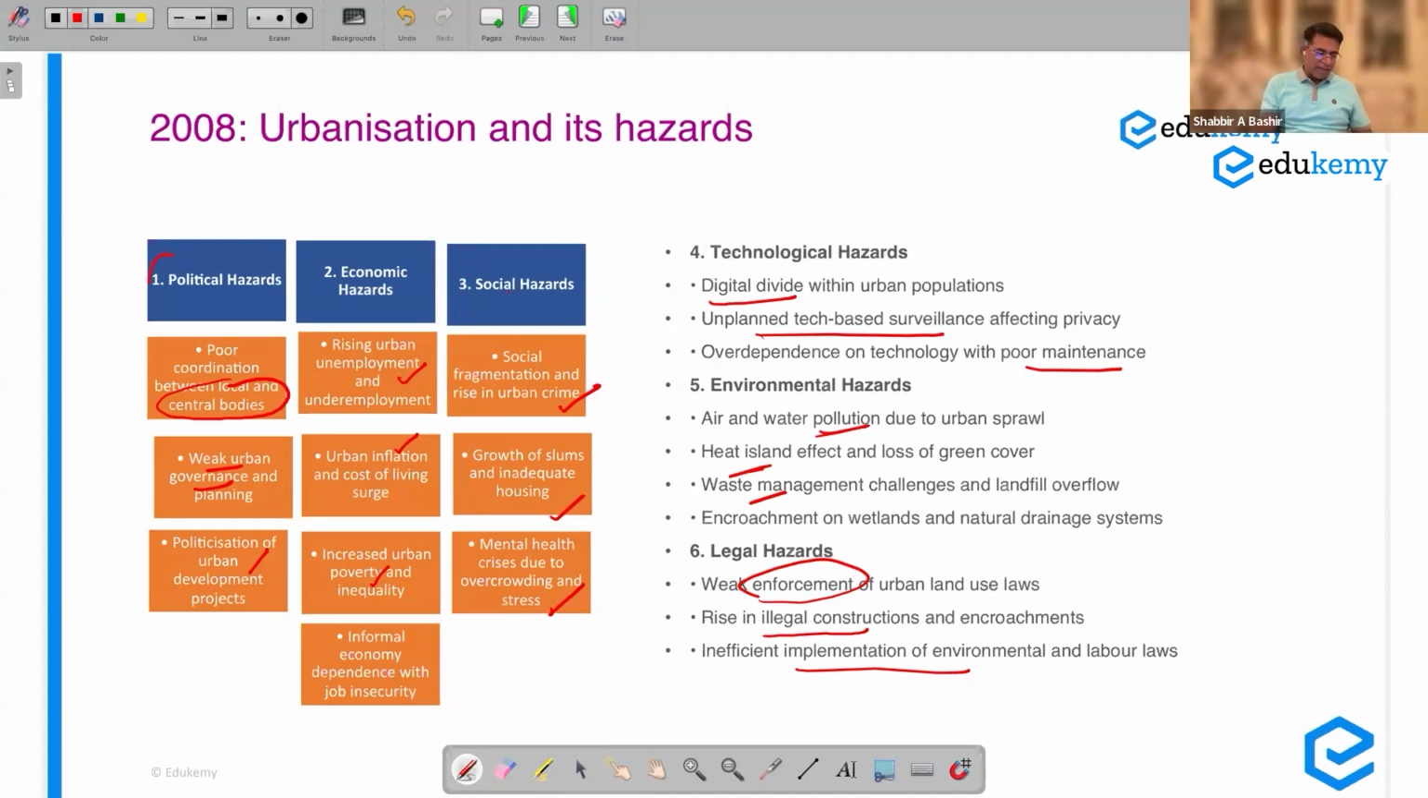You just have to pick up the political aspect, the economic aspect, the social aspect, the technological aspect, environment aspects, the legal aspect. If you have these aspects, you have covered the essay largely.